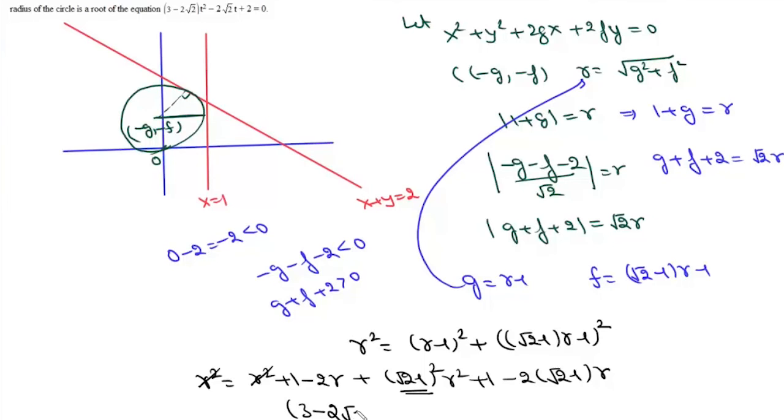So there will be 3 minus 2 root 2 into r square, and then it will be minus 2 root 2 r; minus 2r and plus 2r will cancel. There will be minus 2 root 2 r and then plus 2 equals 0. So the radius of this circle will be given by this quadratic equation, which is basically the same equation, 3 minus 2 root 2 t square minus 2 root 2 t plus 2 equals 0, which is what we need to prove in this question.